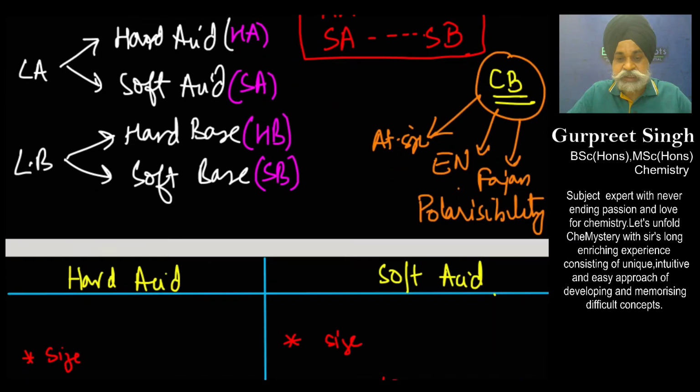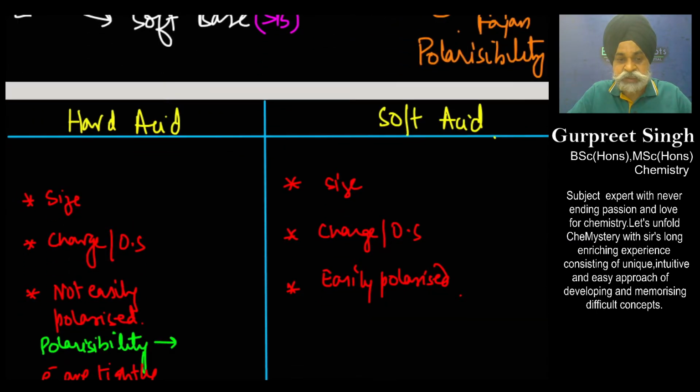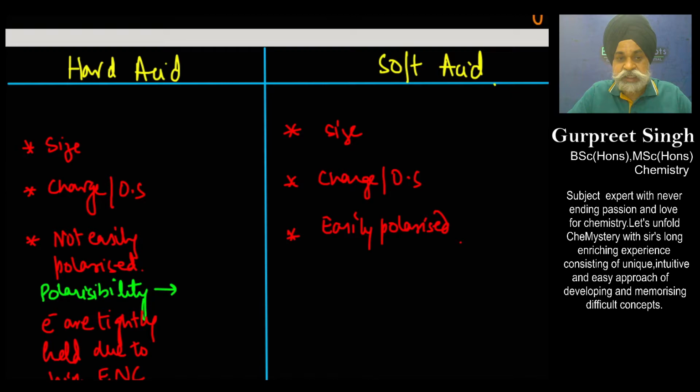What exactly are hard acid and soft acid? I have marked it this way: a hard acid is anything which would have small size and high charge density or high charge. Any species or cation which would have small size and high charge on it, or greater charge density, or more effective nuclear charge on that particular cation, would be classified under the category of hard acid.